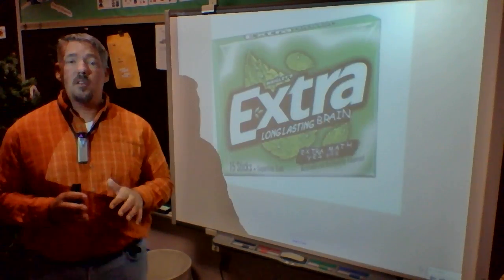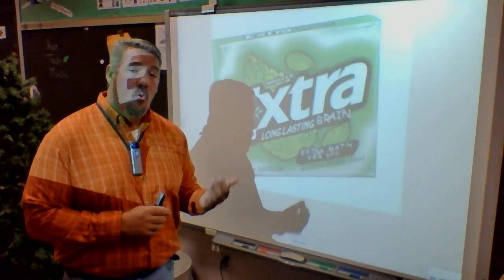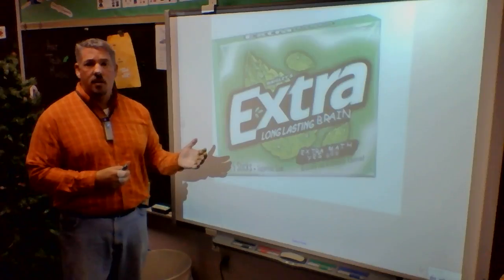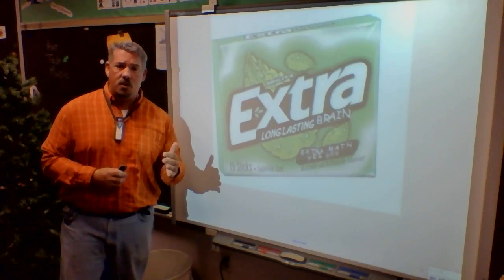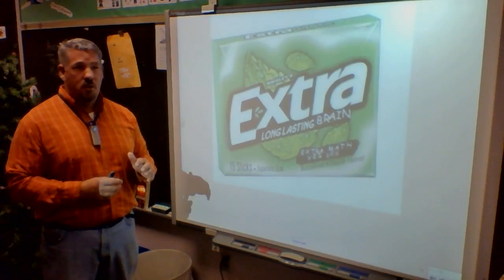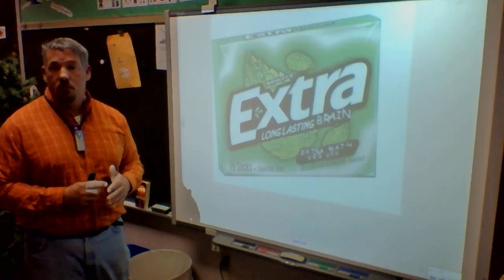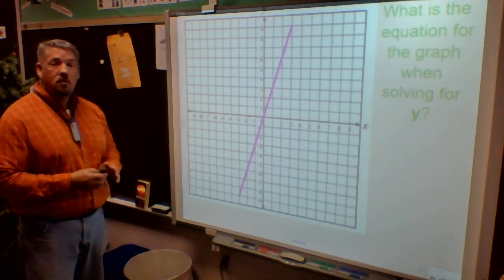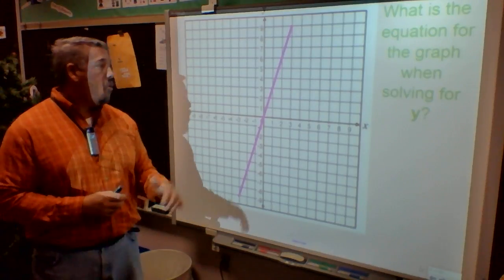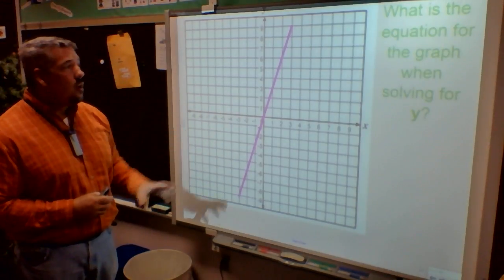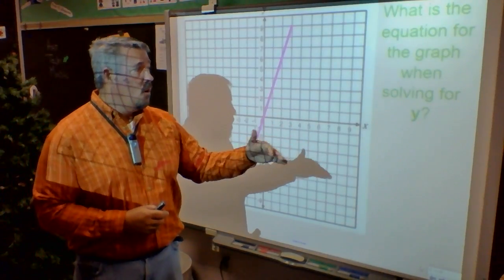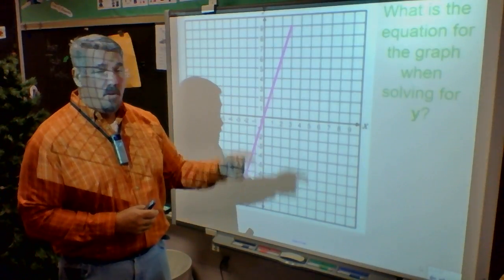Now, we do have one question that I need you to understand how it works, which we really didn't talk about, even though it connects back to the idea of rates and ratios and plotting them, which I believe, if I remember correctly, was 4.6. I may be off on that, but I believe I'm correct. So you have your extra sheet. You have this information here. You have the question that's given to you. What is the equation for the graph when solving for y?